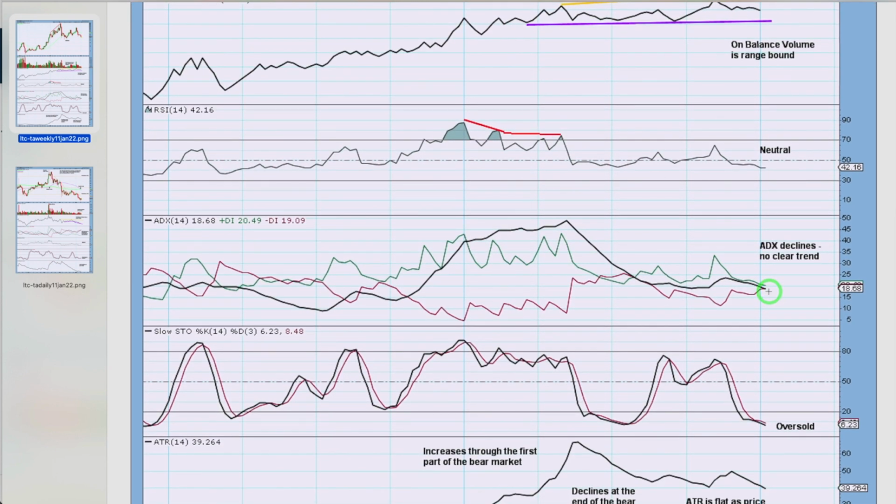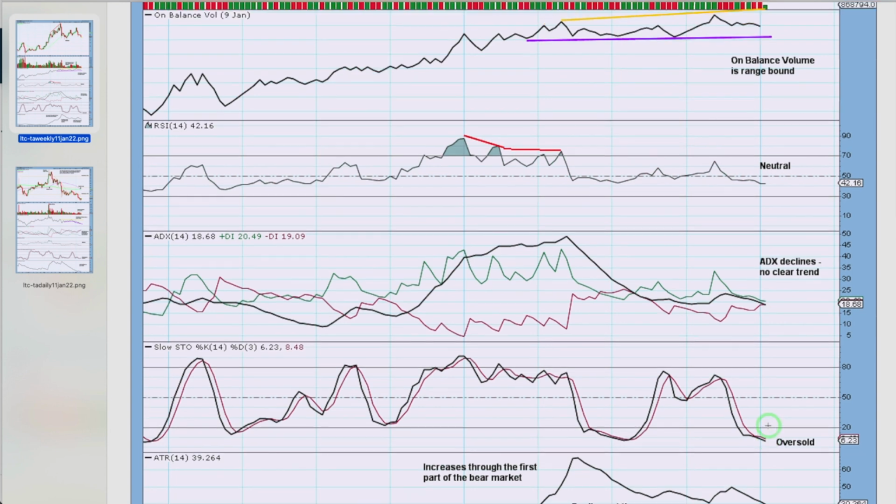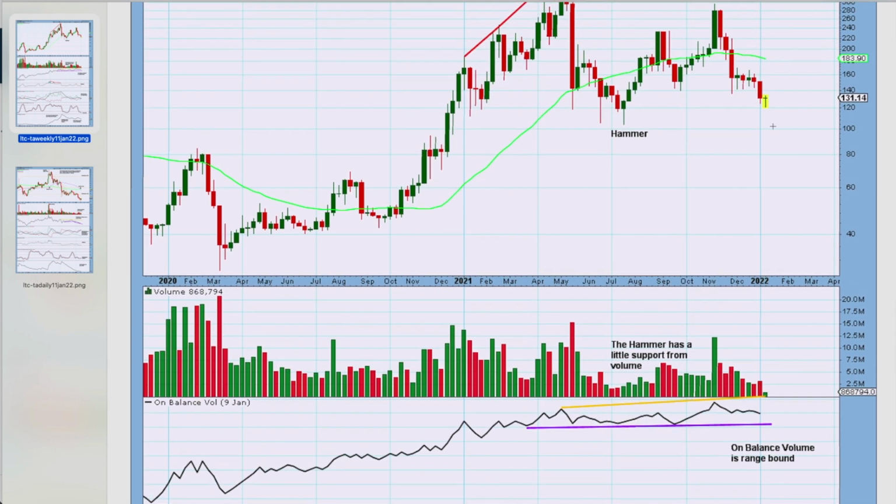ADX indicates no clear trend at this time frame. The negative DX line remains below the positive. It hasn't indicated a potential change to down at the weekly chart level. Stochastics is oversold, so let's expect price to continue at least a little lower. Let's expect support may be tested about 100.